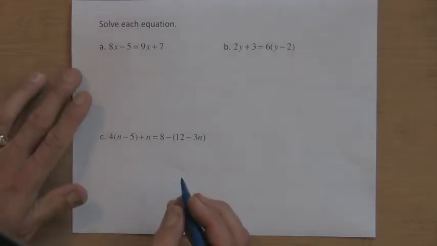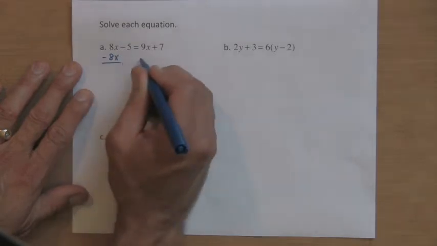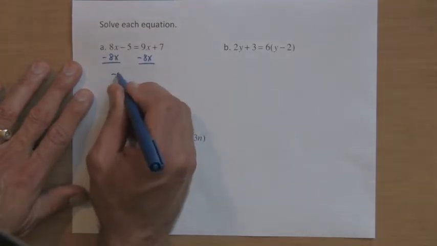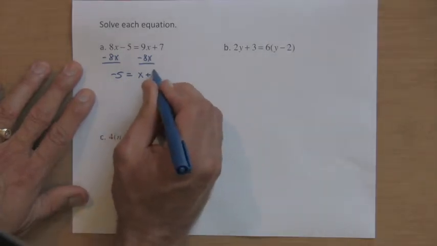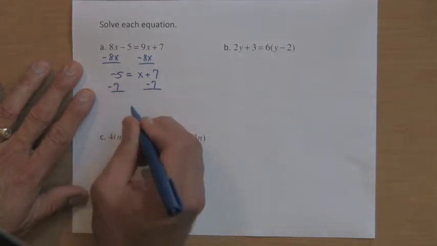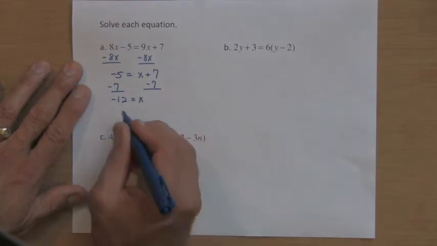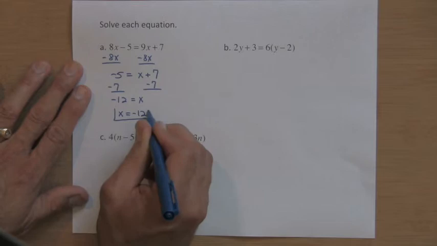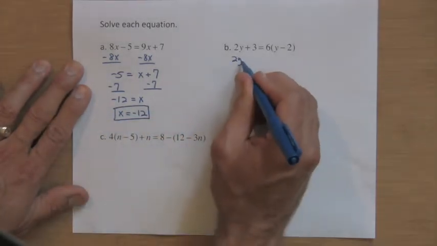First one, 8x minus 5 equals 9x plus 7. I'm going to subtract 8x from both sides to eventually get x by itself. That leaves behind a negative 5 on the left-hand side of the equal sign. 9x minus 8x is x plus 7. To get x by itself, do minus 7 to both sides. And that's going to be minus 5 minus 7 is minus 12, so you get x equals negative 12 for the solution.